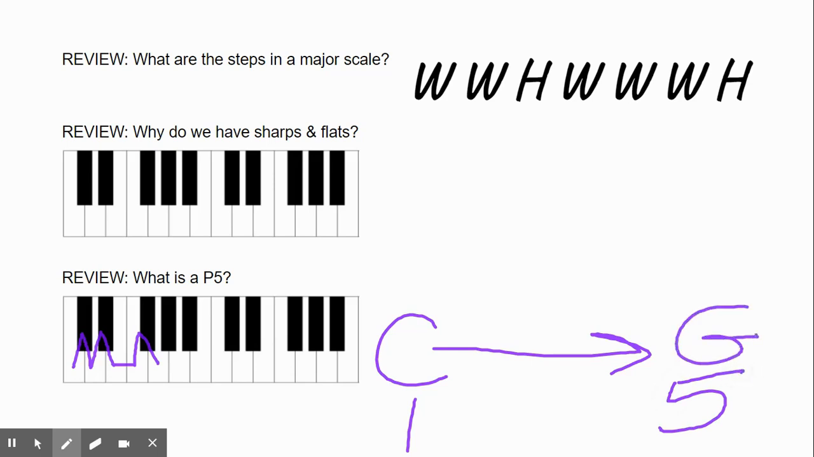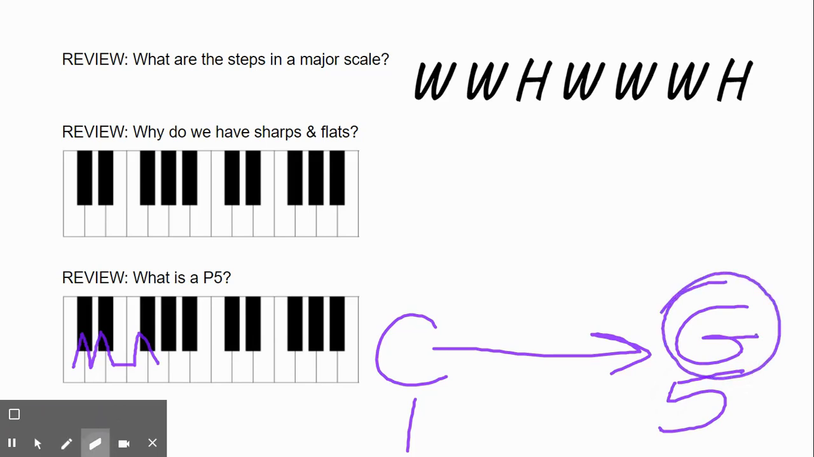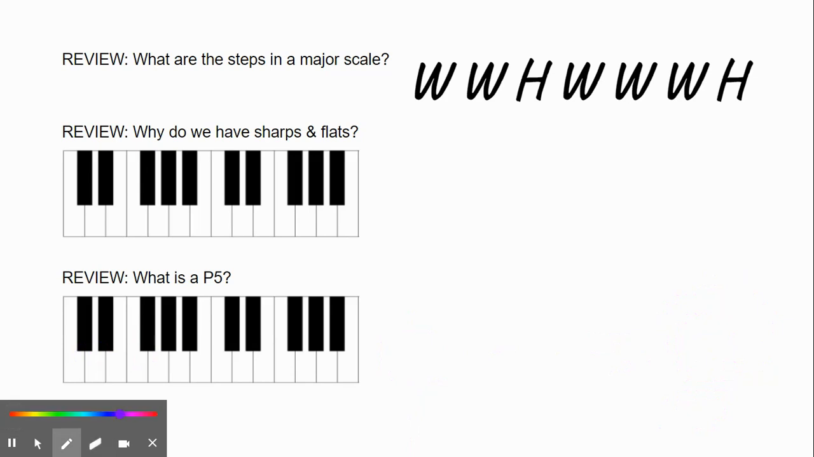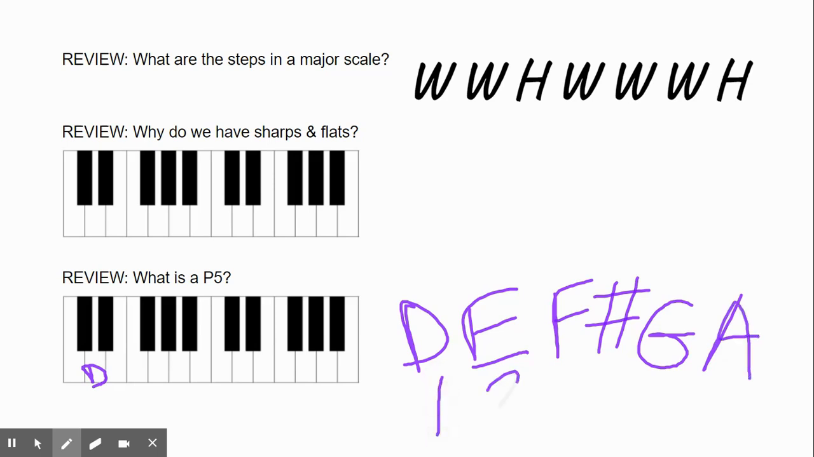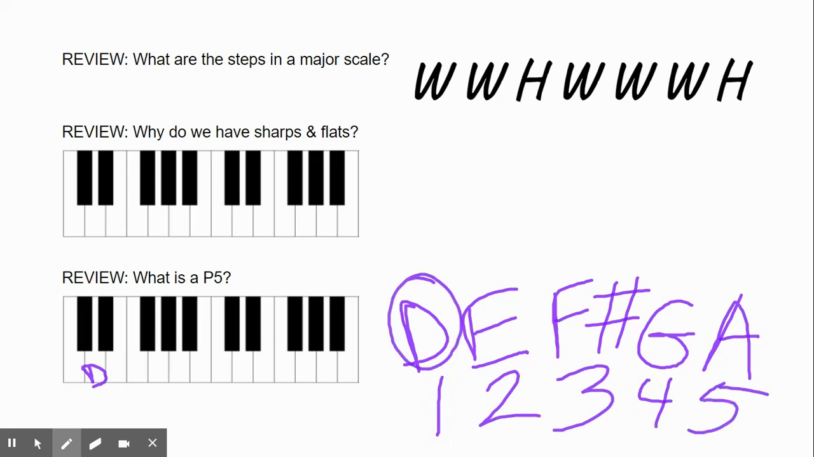I cannot call this A double flat or F double sharp. It has to be a G. So if I start, let's say, well, I've used D. Let's start on D, and I want to go up a fifth. I'm going to use these letters, D, E, and now F sharp's in the key signature. D, E, F sharp, G, A. Now that's scale degrees 1, 2, 3, 4, and 5. So my perfect fifth is D to A. D to A, right there.